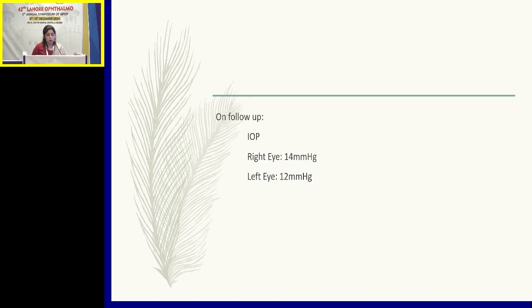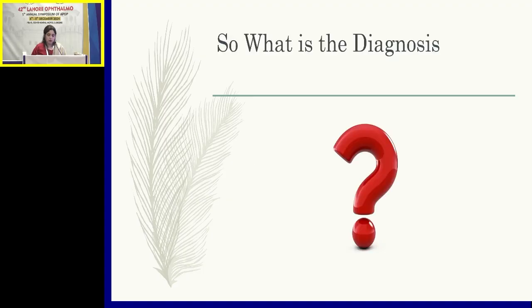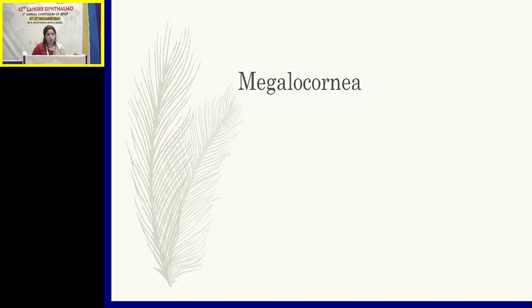On the follow-up, the patient had an IOP of 14 millimeters of mercury in the right eye and 12 millimeters of mercury in the left eye. So we stopped all the medication, did retinoscopy, advised glasses, and sent the patient home, as it was a case of megalocornea and not congenital glaucoma. Thank you.